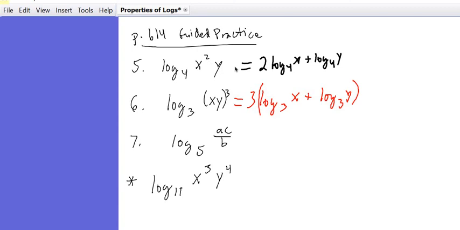Well, that xy can be broken up into a sum. So the 3 stays out front. So the 3 times log base 3 of x plus log base 3 of y. And that's one way to simplify it. And you can distribute that 3 onto each of those parts.